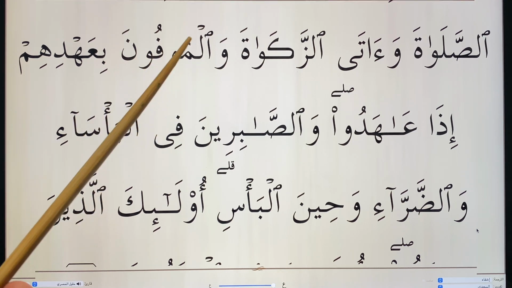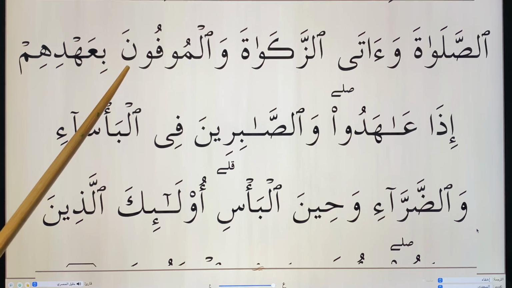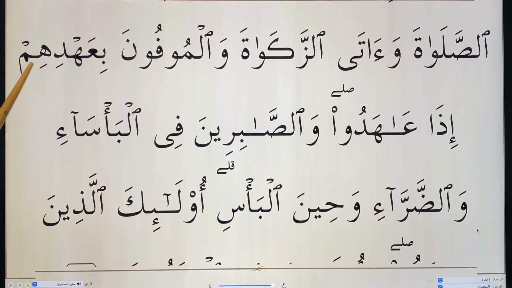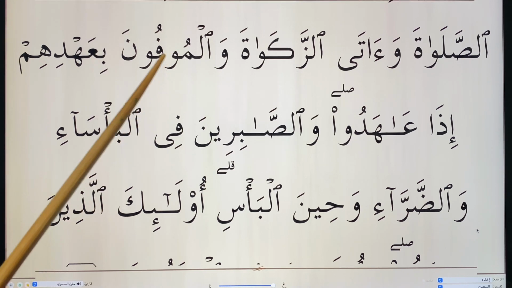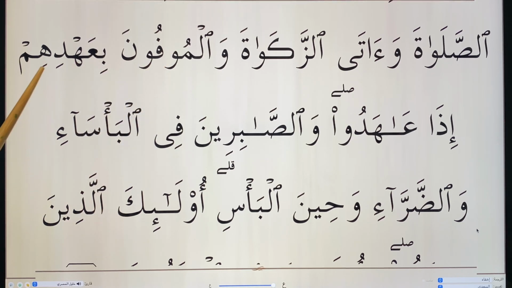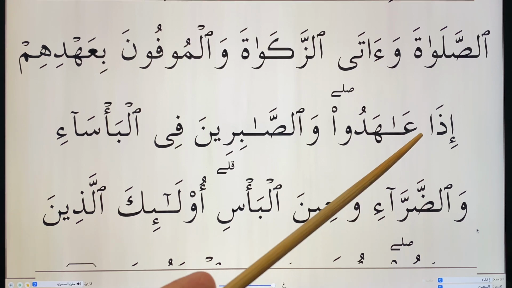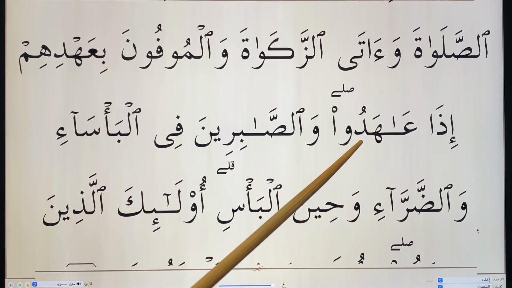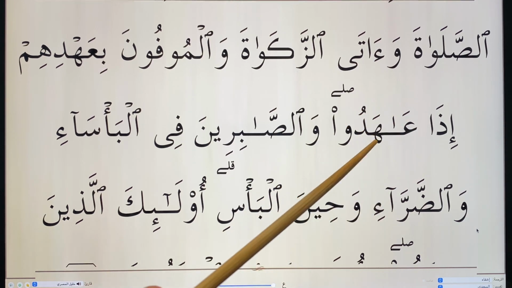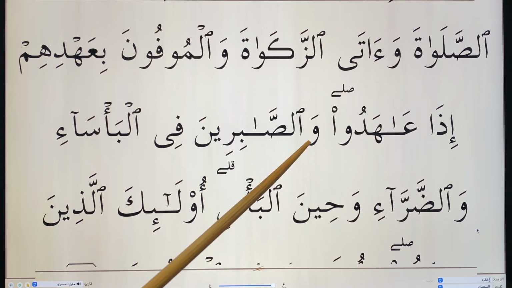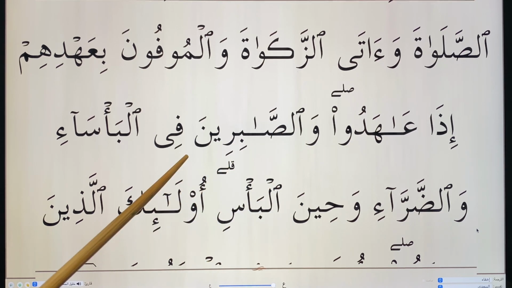والموفون والموفون بعهديهم. والموفون بعهدهم إذا عاهدوا والصابرين.